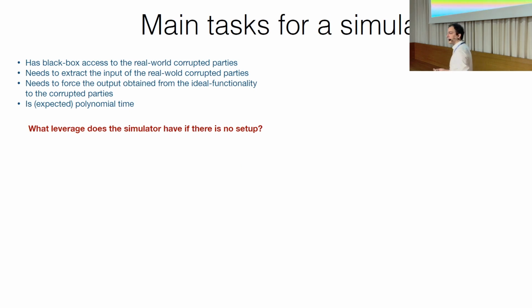Now the question is again, there is no setup, so what is the leverage? How does the simulator work in this case? As I said before, the simulator has black box access to the adversary. The thing that the simulator can do now is to start the adversary and then maybe reset it. This is what is called rewinding. Rewinding is just that you start the adversary again and again using the same randomness, by exploiting the fact that the adversary is actually deterministic once you fix the randomness.